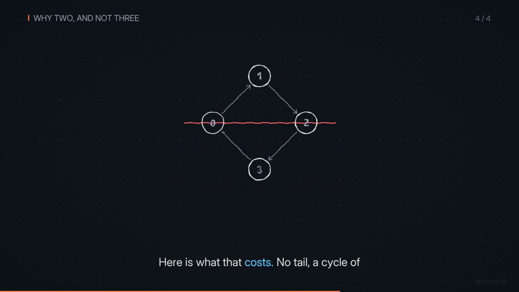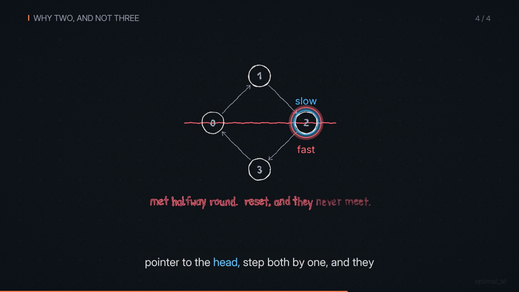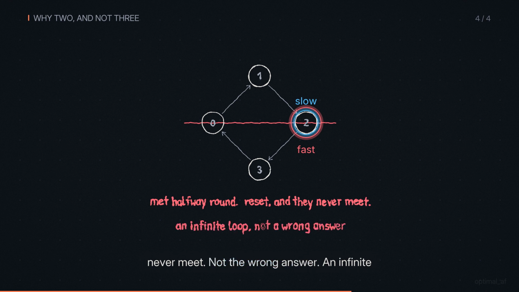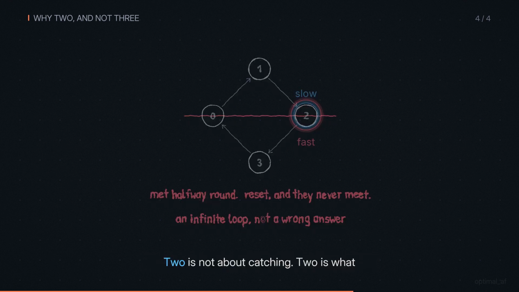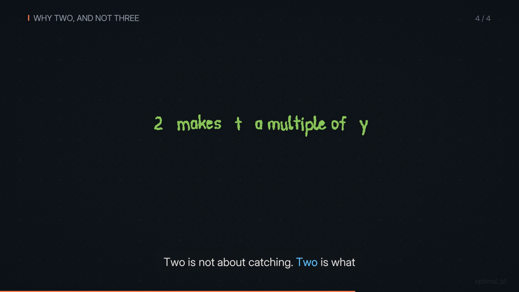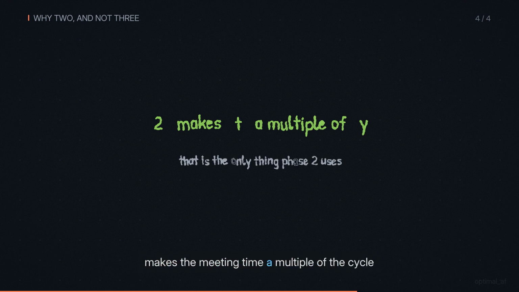Here is what that costs. No tail, a cycle of 4, fast moving 3. They meet at node 2, halfway around. Reset one pointer to the head, step both by 1, and they never meet. Not the wrong answer. An infinite loop. 2 is not about catching. 2 is what makes the meeting time a multiple of the cycle length.